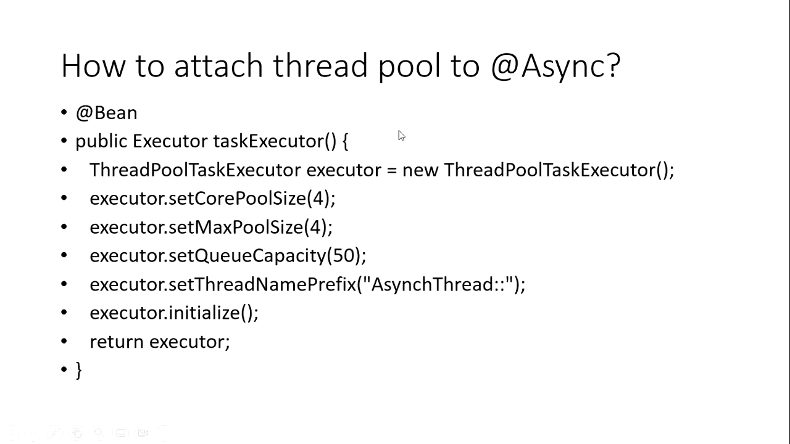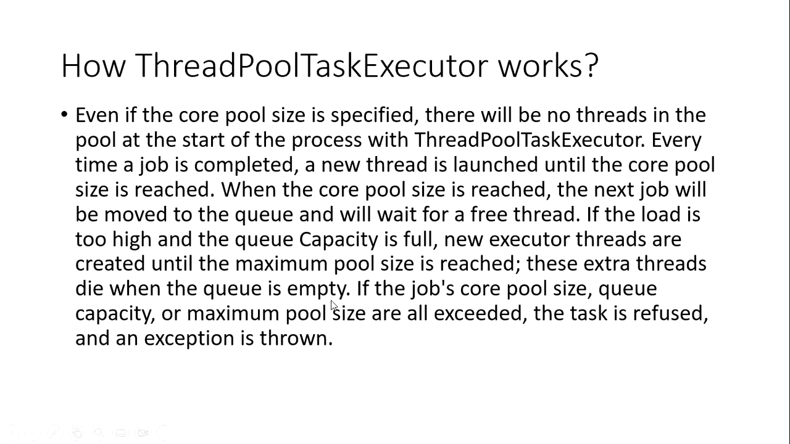How do we attach a thread pool? This is a sample piece of code. We need to define a ThreadPoolTaskExecutor, something like this, with core pool size, max pool size, and queue capacity. I already discussed all these concepts, the same mechanism of core pool size, max pool size, and queue capacity.